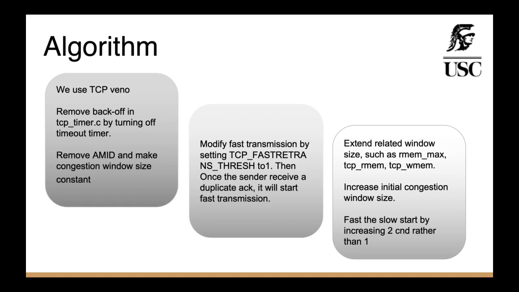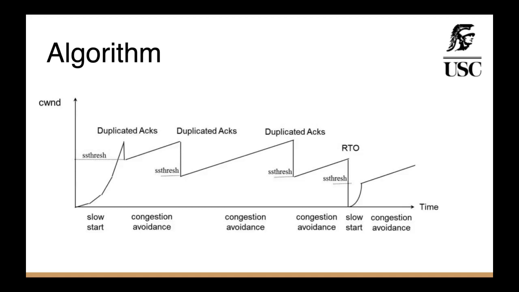Finally, we extend related window sizes such as rmem_max, tcp_rmem and tcp_wmem, and we decrease the initial congestion window size, and we speed up slow start by increasing cwnd by 2 rather than 1. As you can see in this figure, this is the TCP/IP algorithm. It has a slow start and congestion avoidance stage, and goes back to slow start again when it receives a duplicate acknowledgement.